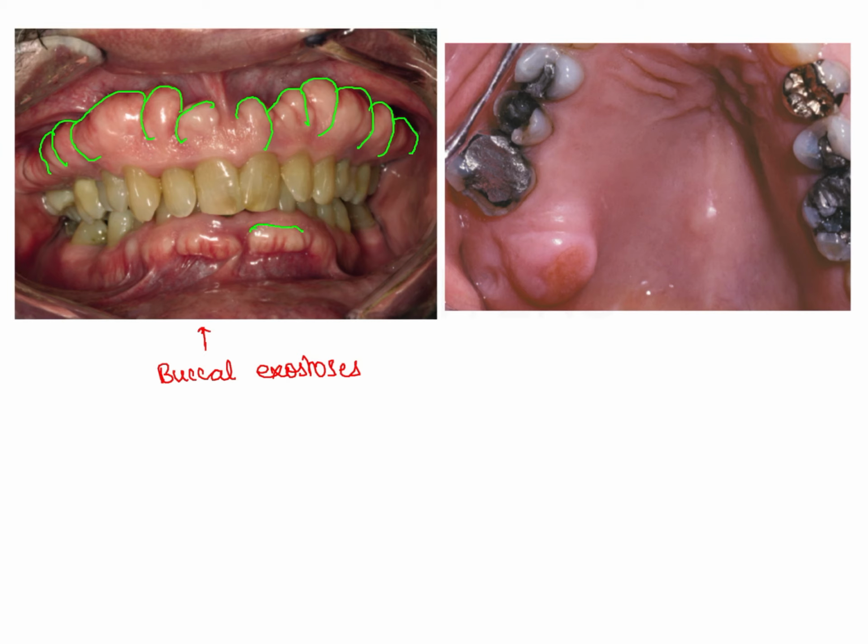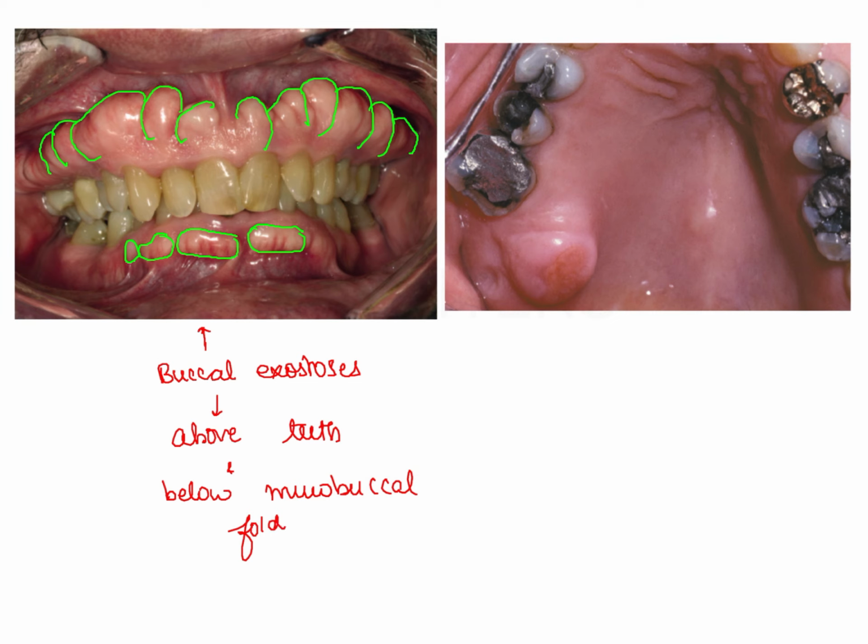And it is also involving the mandible. Here you can appreciate the bony masses on the buccal aspect of the mandible as well. Therefore, the buccal exostoses are situated on the buccal aspect of the jaw. They are present above the teeth and below the mucobuccal fold. So this picture is an example of buccal exostosis.